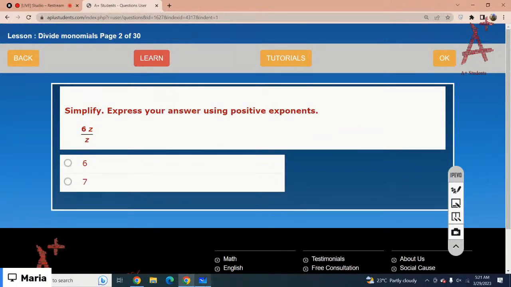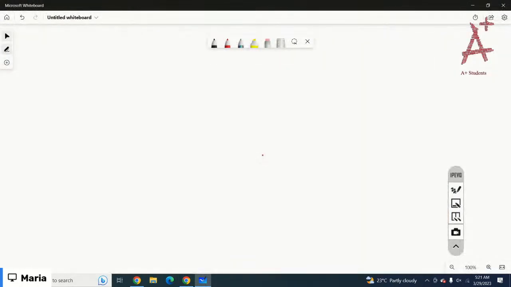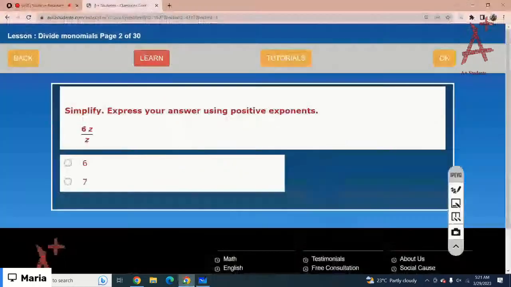Okay, the next one is 6z divided by z. You can cancel out z, you are left with just 6. Or the other way is both of them have the power 1. So you can do 6z to the power 1 minus 1, that would be 6z0. And any variable that has the power 0 equals 1. So it would be 6 times 1, and 6 times 1 is 6. Got it? So the correct option is 6. So just select the correct option and click on the OK button.